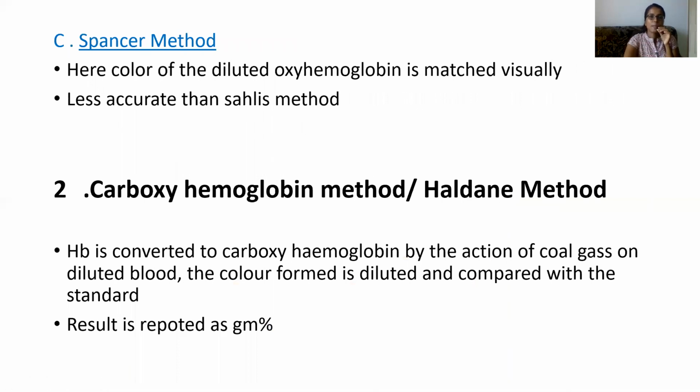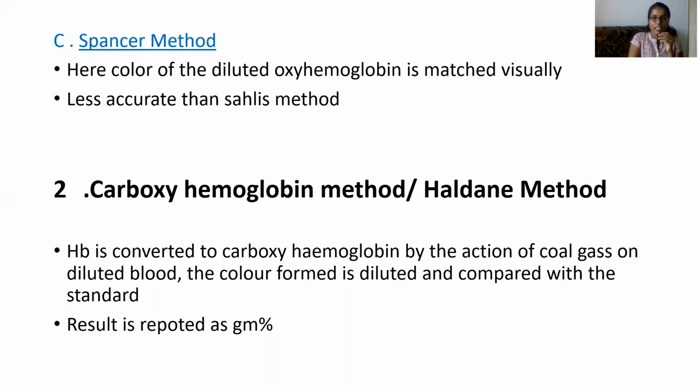So the last one is the Spencer method. Here the color of diluted oxyhemoglobin is matched visually. This is less accurate than the Sahli method, because in the Sahli method, the brown color of hemoglobin is compared with the standard comparators. That is a bit difficult. The color of oxyhemoglobin formed is more difficult for our bare eyes to detect. So this method is not commonly used.